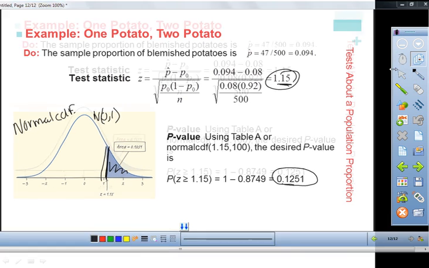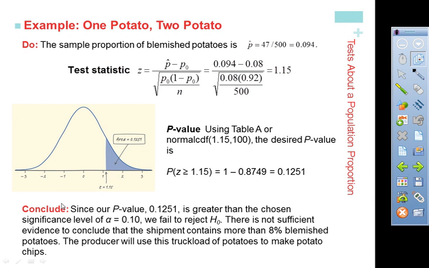And then we conclude, since our p-value of 0.1251 is greater than the chosen significance level of 0.1, we fail to reject H0. There is not sufficient evidence to conclude that the shipment contains more than 8% blemished potatoes. The producer will use this truckload of potatoes to make potato chips. And so you're going to conclude just like that.